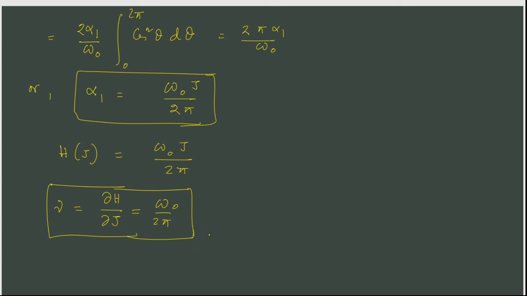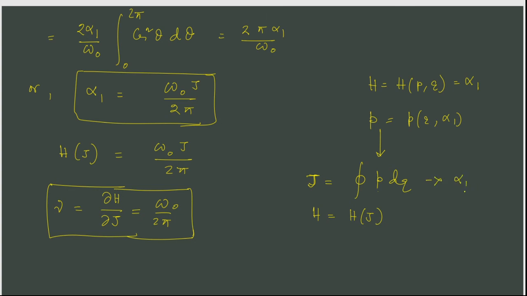Now, in this particular problem, we calculated frequency using a mechanical procedure. Mechanical in the sense that first you write P from the Hamiltonian, which is a function of P and Q and is a constant. As such, P can be written as a function of Q and alpha 1. Then you substitute that to calculate your action variable. Then the Hamiltonian can be written in terms of the action variable alone, for the simple reason that J is a function of alpha 1, and that can be inverted. Alpha 1 could be written in terms of J, so we are essentially writing the total energy in terms of our new coordinate J.